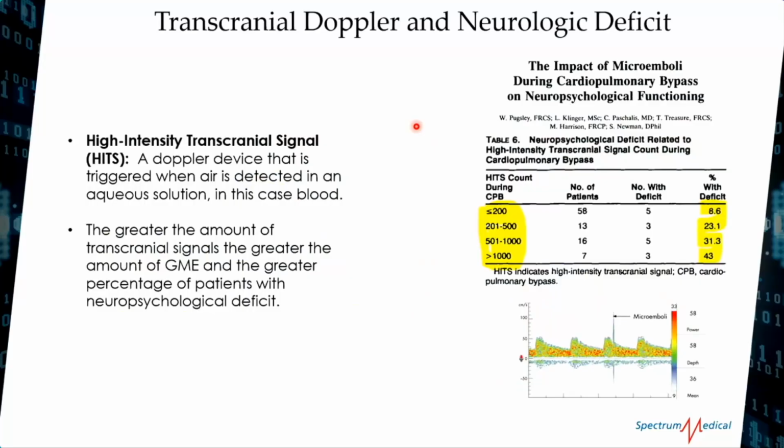Pugsley and his group also looked at high-intensity transcranial signals, or HITs, looking at air, and found a direct correlation: the higher the number of HITs, the higher the percentage of neurologic deficit that ensued. Looking at around 200 or fewer HITs, you had about an 8.6% deficit, and then it's a linear correlation that as you go up, getting to over 1,000 HITs, there is as high as a 43% incidence of postoperative neurologic injury.